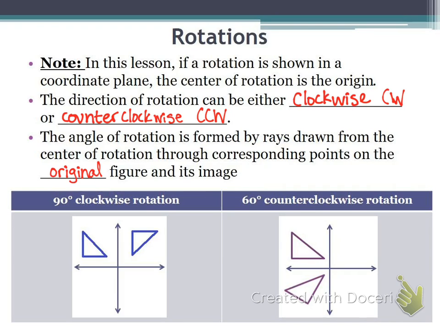So just to show you in these diagrams what that means, we're being told that this is a 90-degree clockwise rotation. Give you a second to flip your page. We all see that box, 90 degrees clockwise rotation? Okay, so that means that this would have had to have been our original image, and then we're getting our new image over here. So our origin is the center of our rotation.